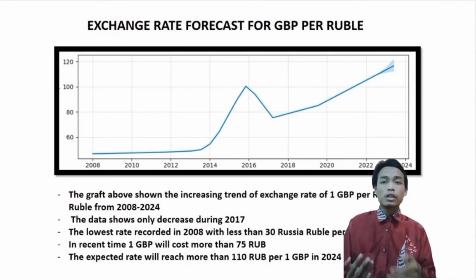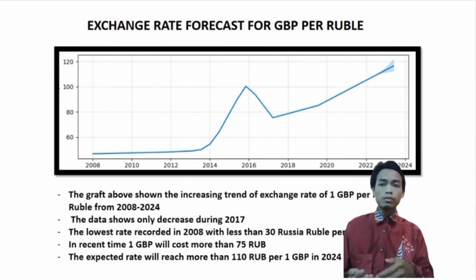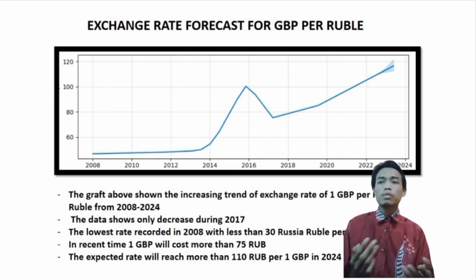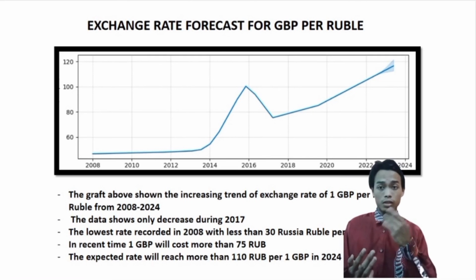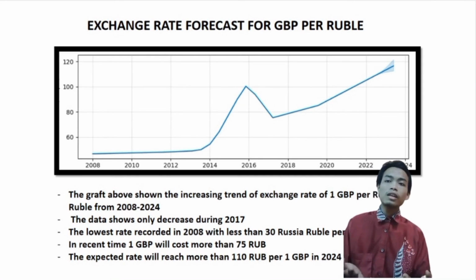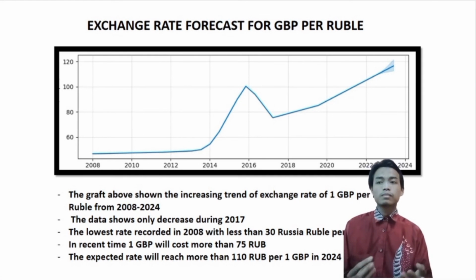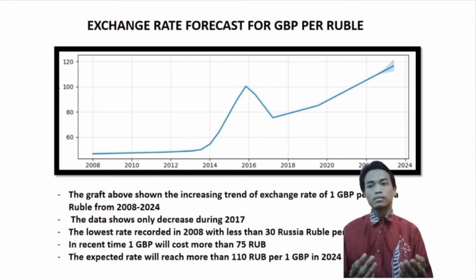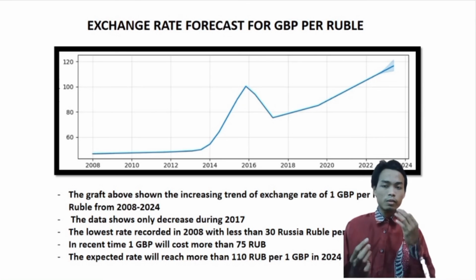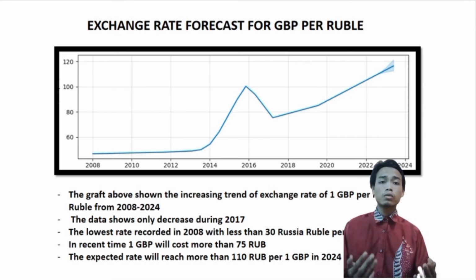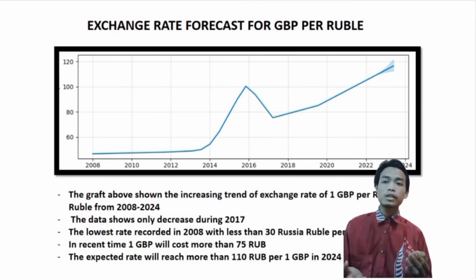Exchange rate forecast for the Great Britain pound per ruble. The graph shows an increasing trend of the exchange rate of 1 Great Britain pound per Russian ruble from 2008 until 2024. The data shows a decrease only during 2017. The lowest rate was recorded in 2008, which is less than 30 Russian ruble per 1 Great Britain pound. In recent times, 1 Great Britain pound costs more than 75 ruble. The expected rate will reach more than 110 ruble per 1 Great Britain pound in 2024.